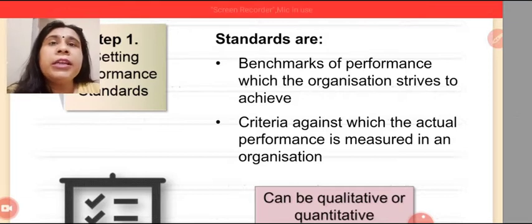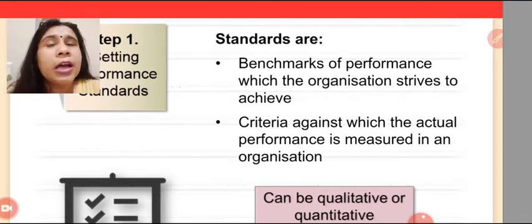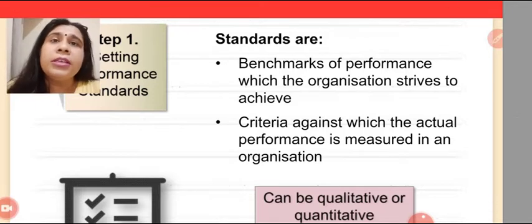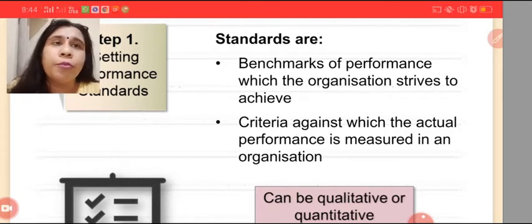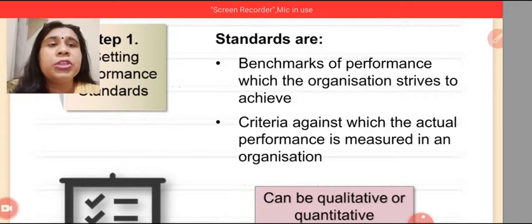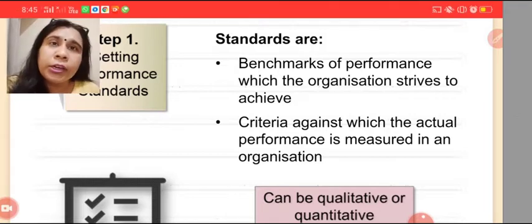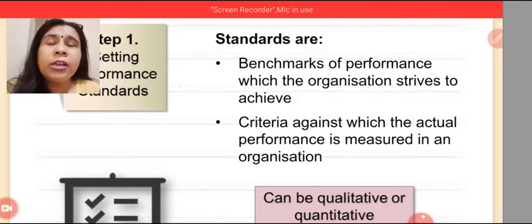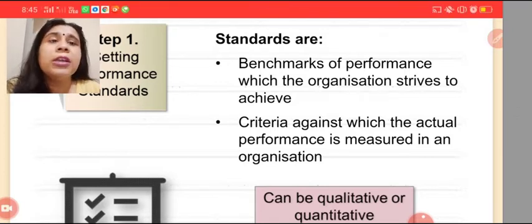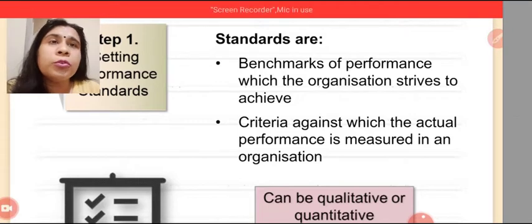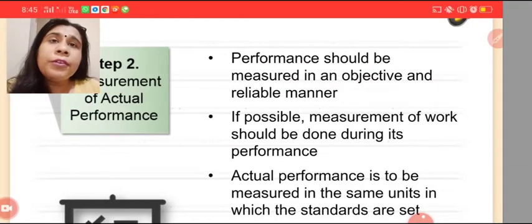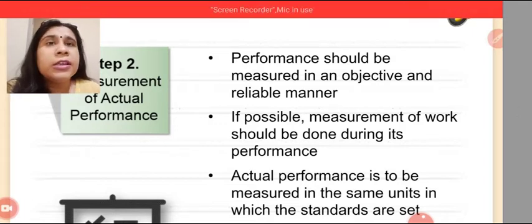Step 1 is setting the performance standards. That is, targets are to be decided. These targets should be set in quantitative terms. Benchmarks of performance which the organization strives to achieve are the standards. These are the criteria against which the actual performance is measured in an organization. These can be qualitative or quantitative, but generally the targets should be set in quantitative terms so that performance could easily be measured.